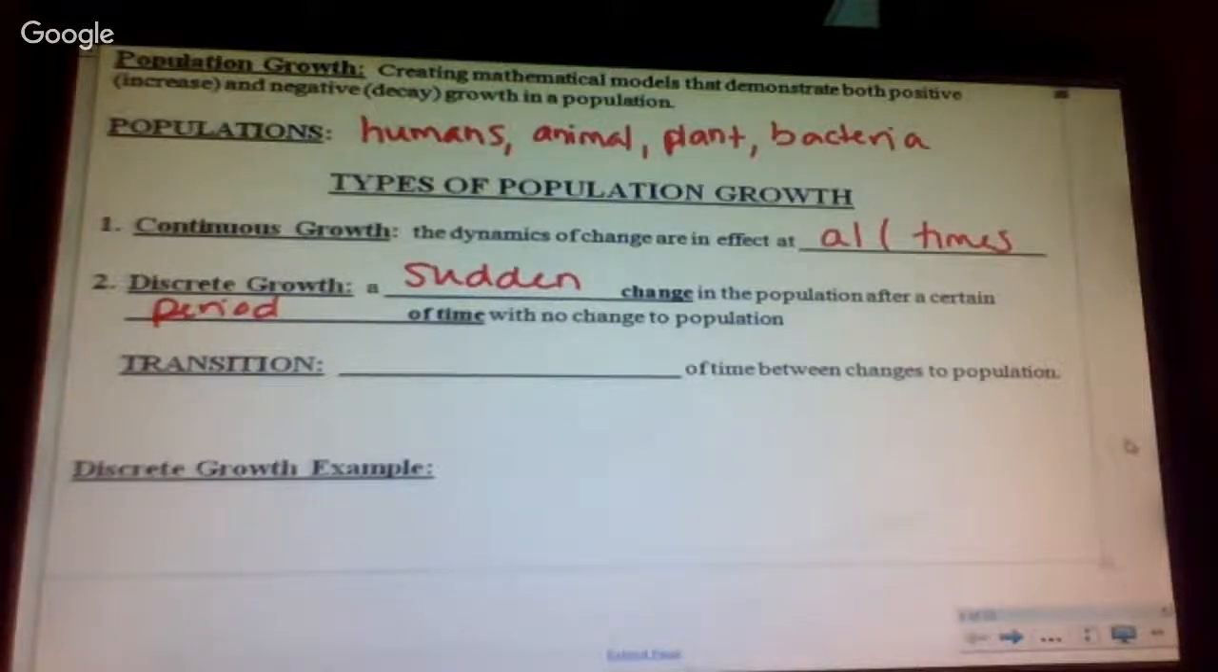Continuous growth would be like we had 5 babies in 2017, 5 babies in 2018. It's a continuous thing. It constantly happens.